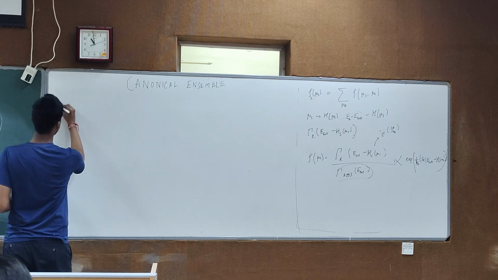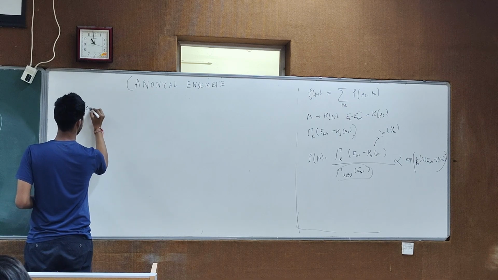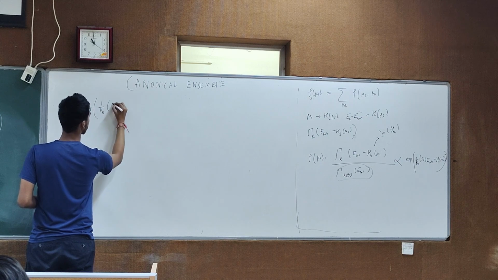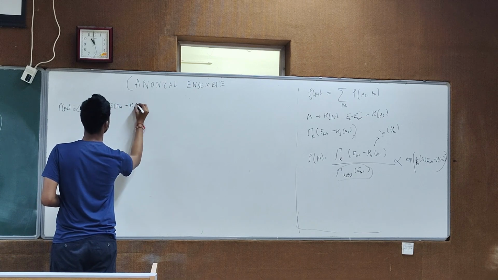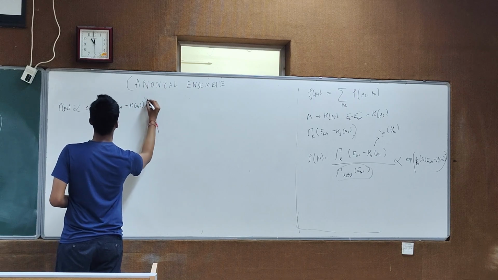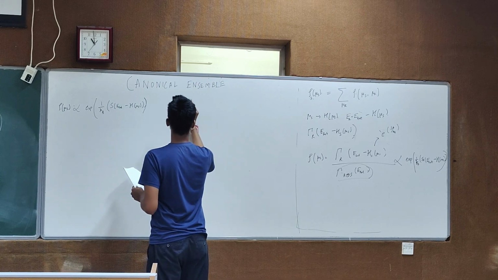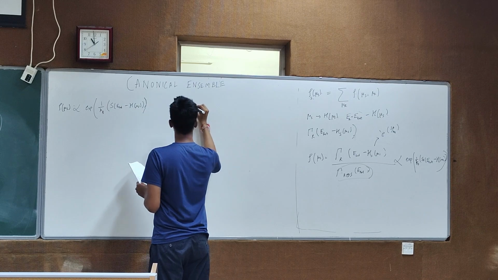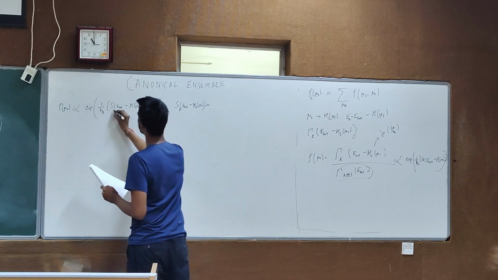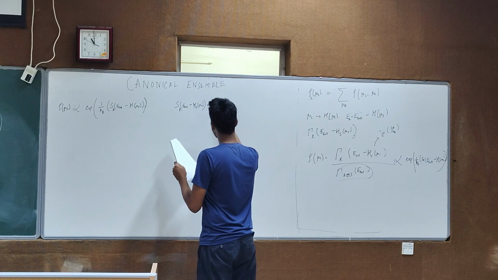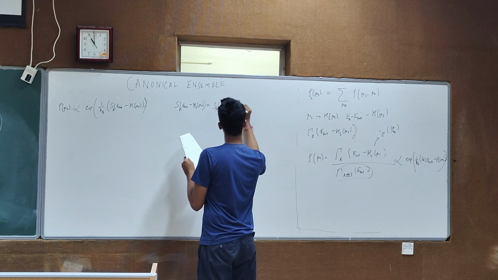So let's write that clearly. Rho of μs. And you can write S of E total minus H_S of μs as S_R, sorry, the entropy of the reservoir, S_R of E total minus H_S.